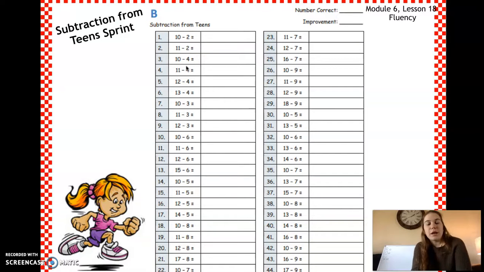All right, here's part B. Your goal for part B is to get one more than you did on part A. Remember, you're going to start a timer for 2 minutes, and then once the timer goes off, you put your pencil down and your hands go up. Good luck.